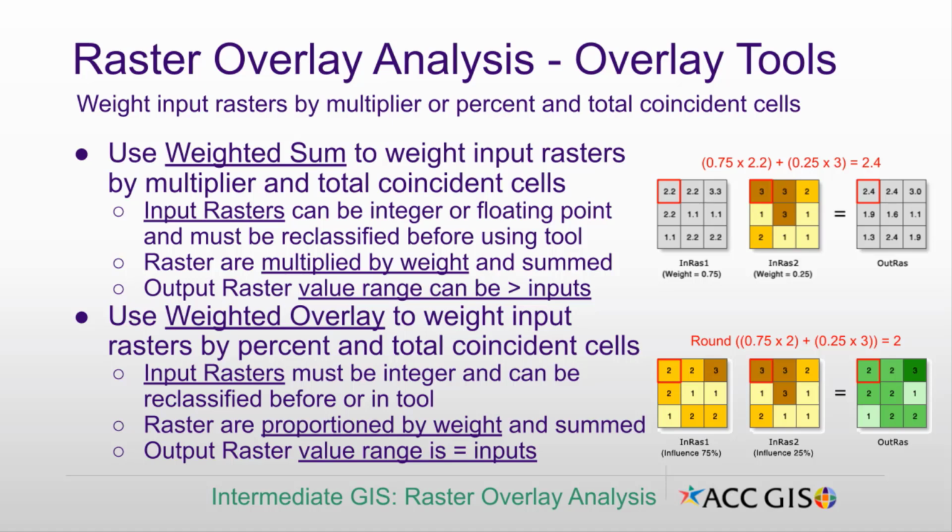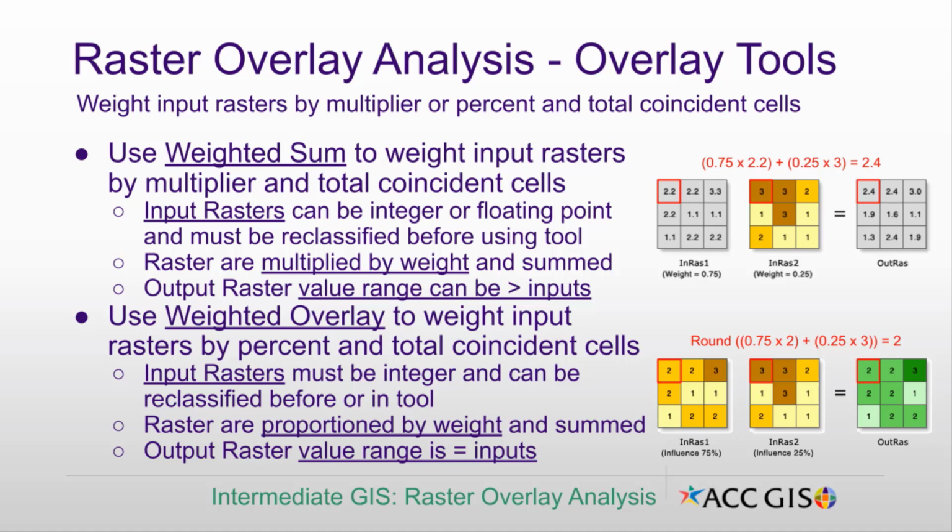If you look at the example on the right, you can see I've got an input raster 1, an input raster 2, and my output composite index. And the math works like this. For input raster 1, the upper left-hand cell is multiplied by the weight. So it's input raster 1, 0.75 weight times 2.2 plus input raster 2 weight, 0.25 times 3 equals the output cell value of 2.4.